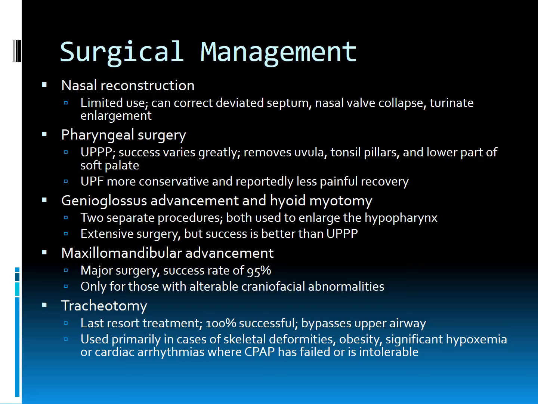I have known a few patients who just cannot tolerate CPAP or BiPAP, and so they opt for a tracheostomy. They keep it capped during the day and wear clothes that cover it up so people can't see it, and then at night when they go to sleep, they take their cap off and go to sleep. So let's go on to our next slide.